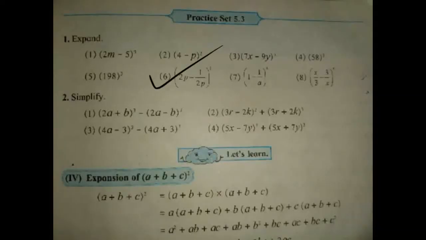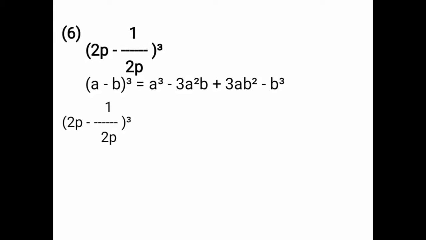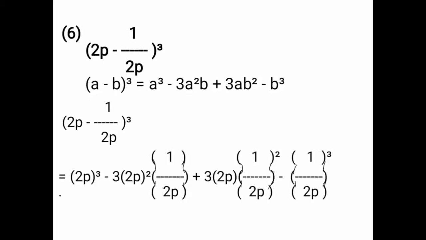Next, 2p minus 1 upon 2p the whole cube. A minus b the whole cube is equal to a cube minus 3a square b plus 3ab square minus b cube. So 2p minus 1 upon 2p the whole cube is equal to 2p cube minus 3 into 2p square into 1 upon 2p plus 3 into 2p into 1 upon 2p square minus 1 upon 2p the whole cube. First you have to solve a cube minus b cube. Cube of the variable p, write as it is. P cube will remain p cube. Cube of 2 is 8. So here the answer will come 8p cube.